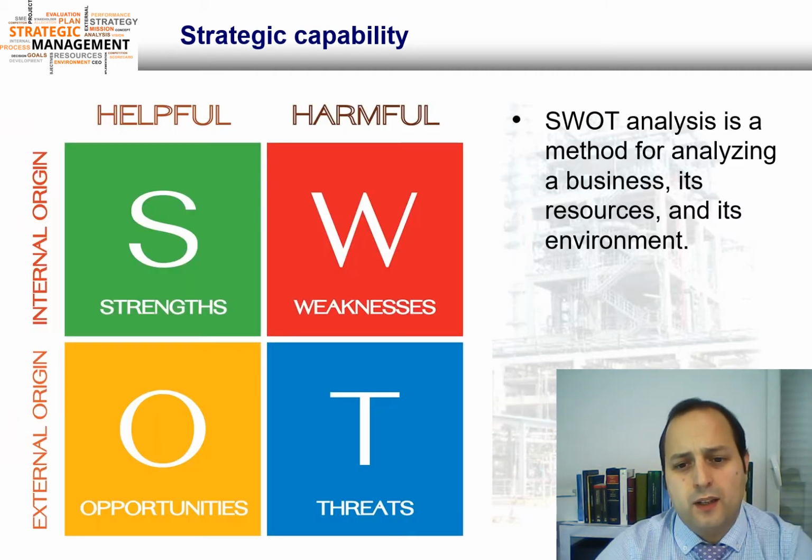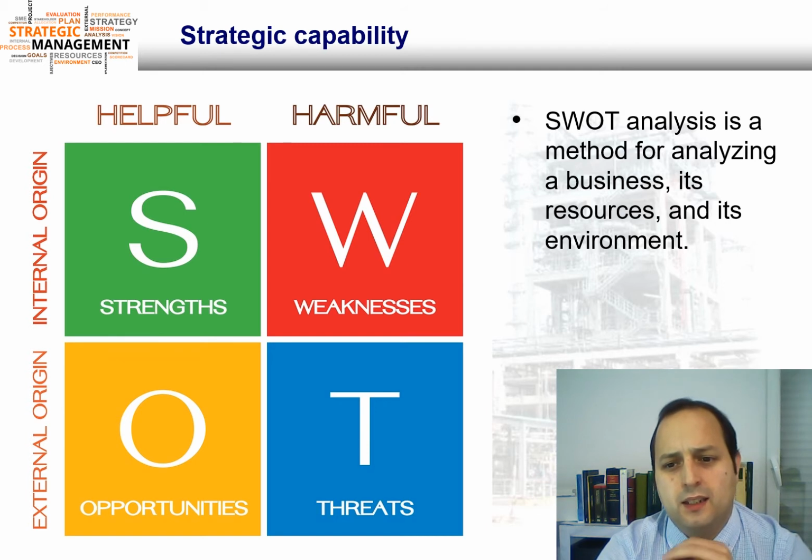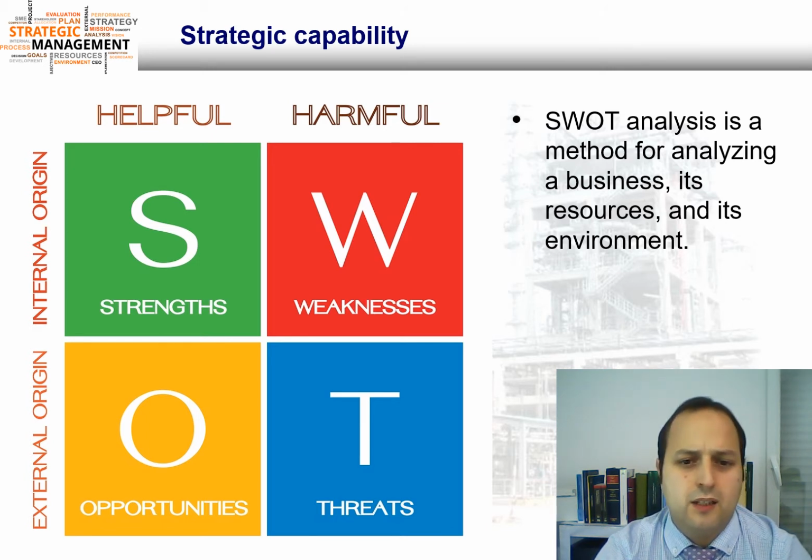As usual, you can find here a definition. SWOT analysis is a method for analyzing a business, its resources, and its environment. Of course, SWOT is an acronym of the strengths of the company, the weaknesses of the company, the opportunities of the company, and the threats of the company. As you can see in this image, both the strengths and weaknesses refer to internal aspects of the company, and both opportunities and threats have an external origin. So they are outside of the company.